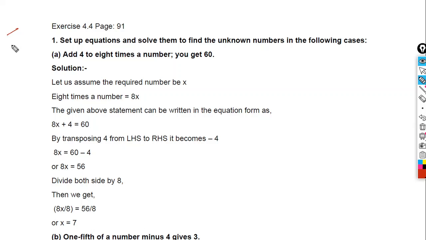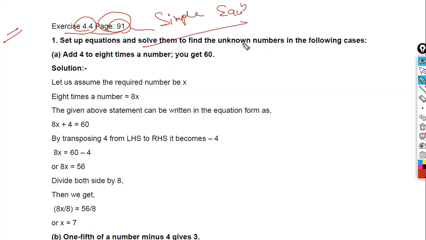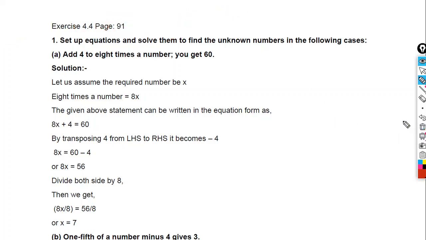So today we are going to discuss exercise 4.4 of your book, page 91, simple equations. Without any delay, let's start. Set up equations and solve them to find the unknown numbers in the following cases. So we have to set up the equation and also find the unknown number.